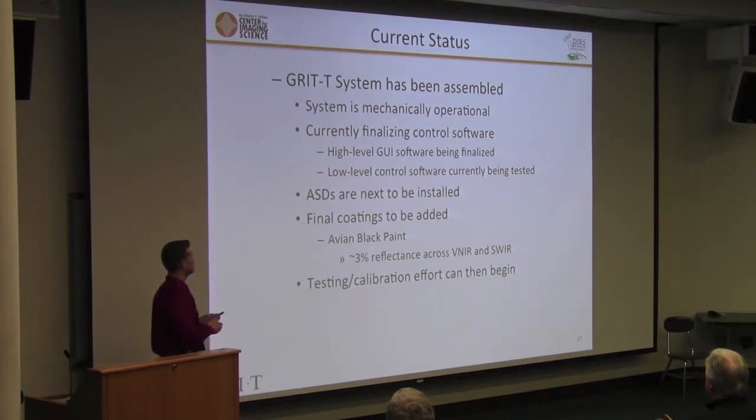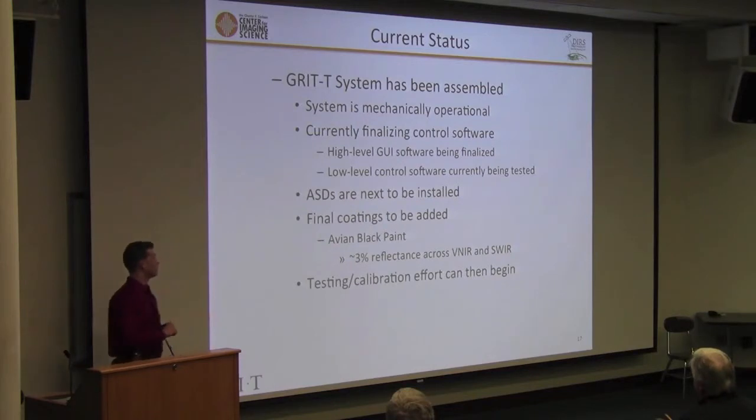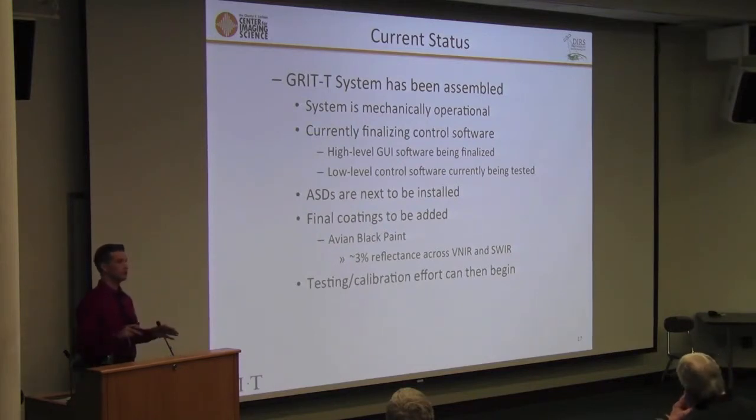The next step for us is to install the 2 ASD spectrometers and then apply the final coatings, which will be Avian black paint because of its low reflectance over the visible to near-infrared and shortwave infrared range, which is where we're operating with our FieldSpec 4 spectrometers. And then we'll begin the testing and calibration effort after that.